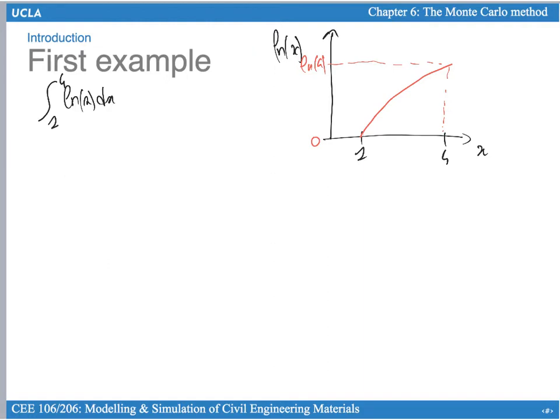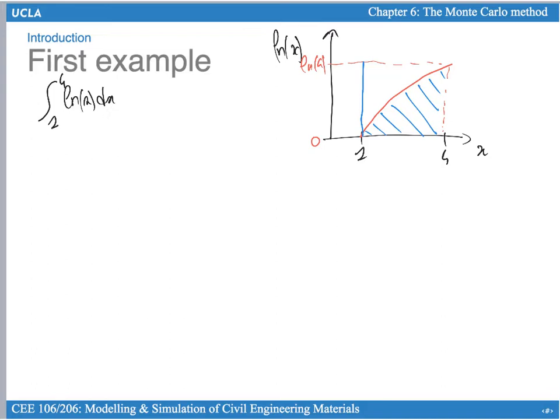So here the main idea is that first we are going to define a rectangle that contains the integral that we are going to try to calculate. As a reminder, the integral of logarithm of x between 1 and 4 is equal to the area under the curve. So the area of this shape is exactly what we are trying to calculate.